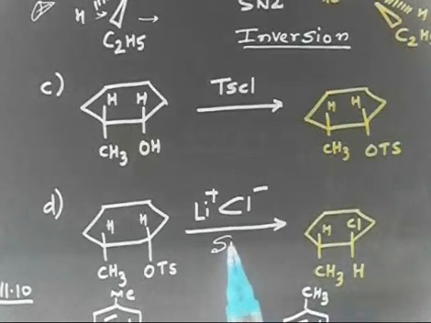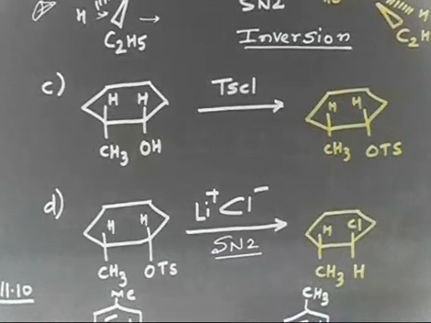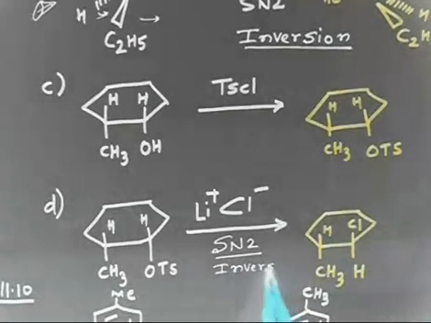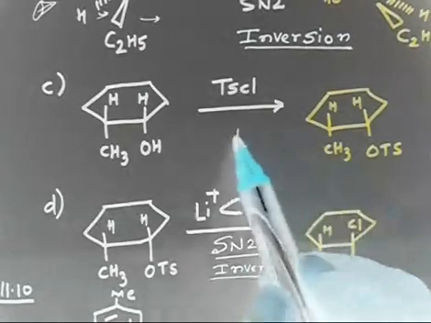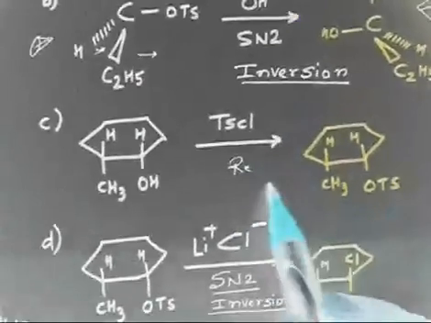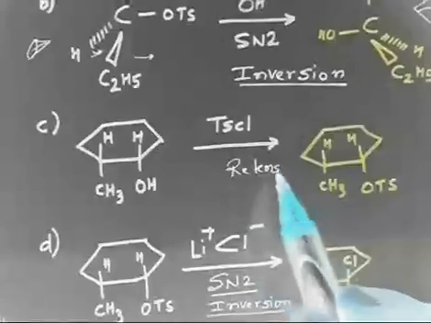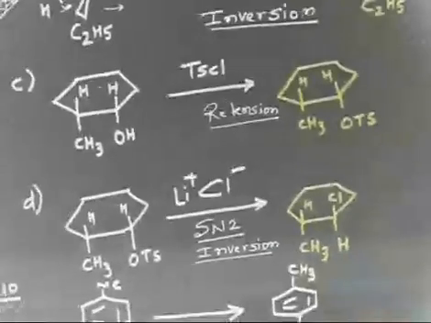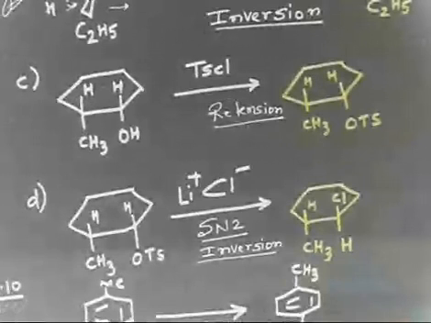In the first case you will form OTs. In the next case Cl minus will attack and OTs will leave. So you will have something like this, CH3 and OTs, and Cl will come from the front side. This is again an SN2 reaction. This is the inversion of configuration. So this will go via inversion. And this will go via retention. So this will go via retention while this will go via inversion. That is the important point we want to show here.